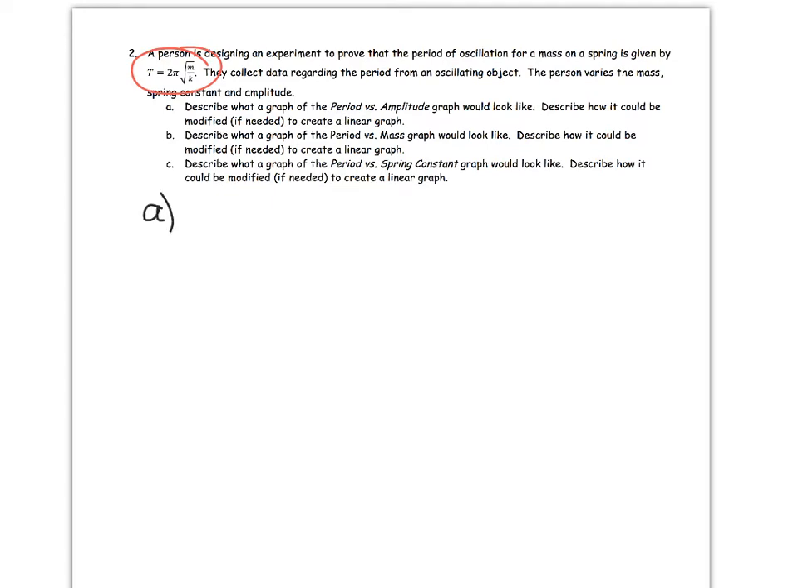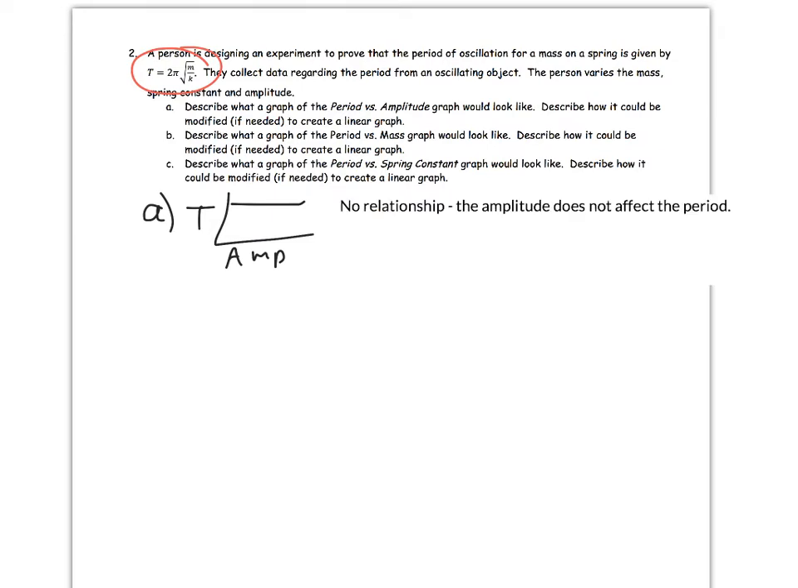For the first one, we want to describe the graph of period versus amplitude. What we would see for that graph is no relationship. We know that the amplitude has no effect whatsoever on the period, so changing the amplitude won't change the period at all, and we'll just have a horizontal line. We don't need to linearize this at all.